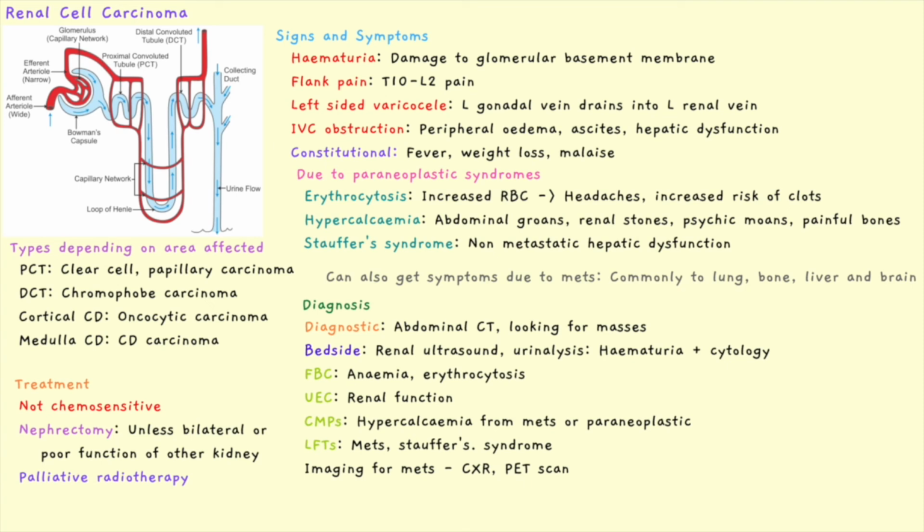Treatment usually requires a nephrectomy unless there are bilateral tumors or there is poor function of the contralateral kidney. Unfortunately, there are often chemo-insensitive tumors, so chemotherapy is not appropriate. Palliative radiotherapy can be given.